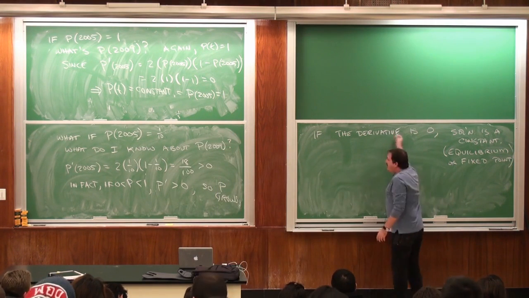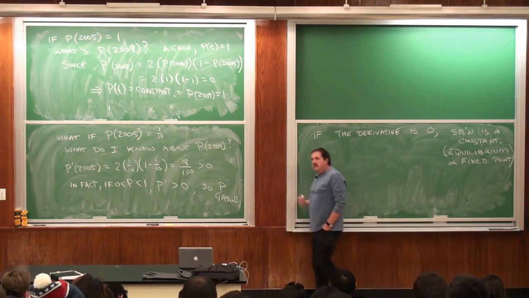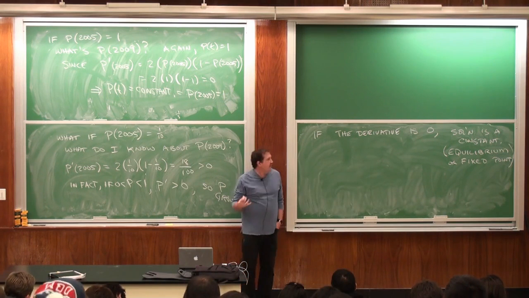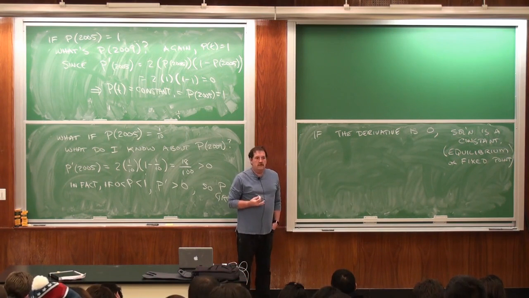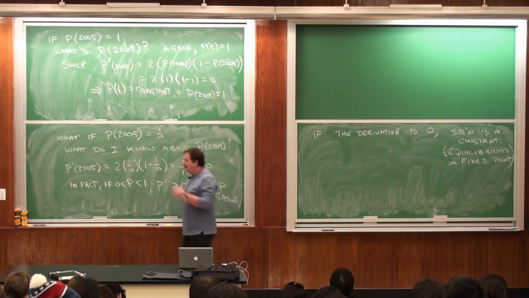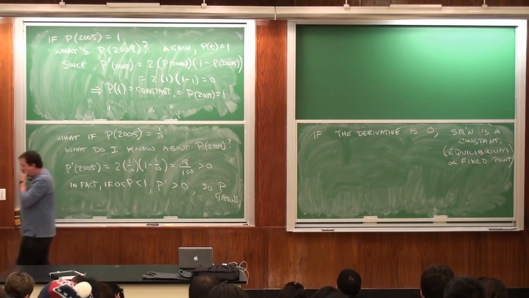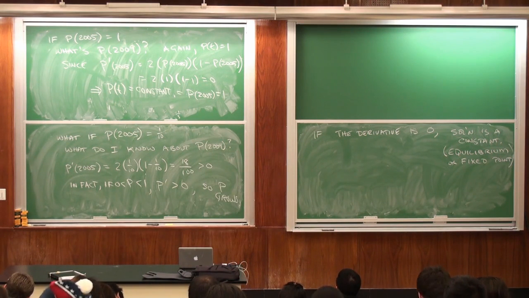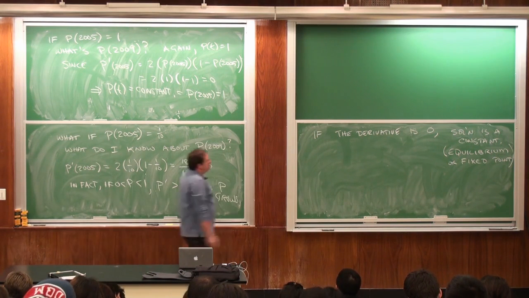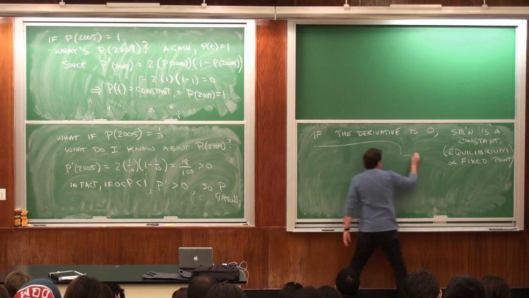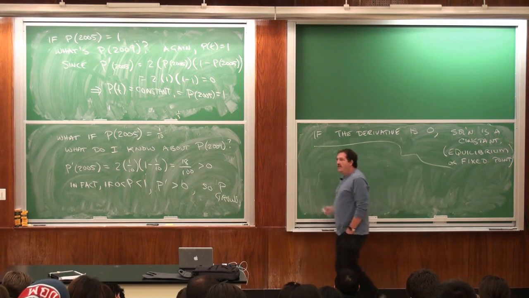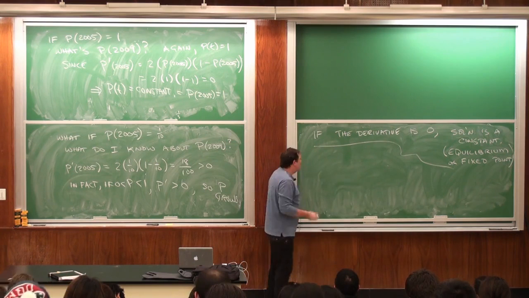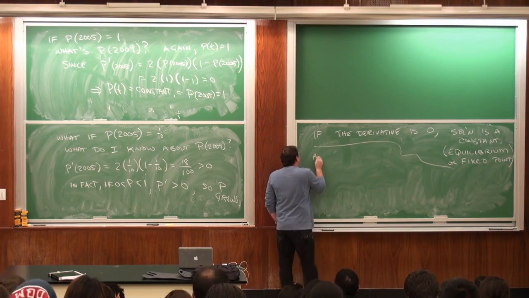So finding places where the derivative is zero is useful, but not the whole story. So we will focus on that a little bit. But we can tell some things from that. Now, we can also do some other things without knowing a whole lot. So let's take another example.